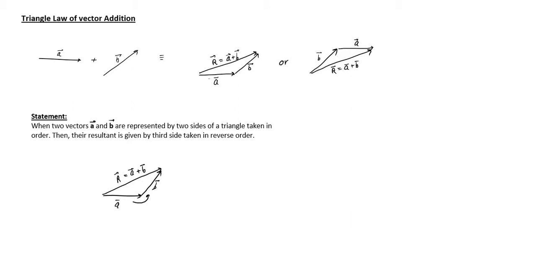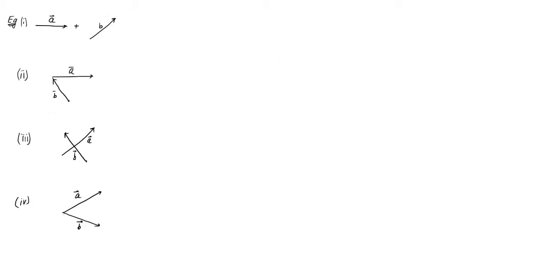Now based on this triangle law of vector addition, we can solve some geometrical problems. In these examples, we need to determine vector A plus vector B by using the triangle law. We can rearrange vectors A and B in the first case as follows, since we can parallelly shift vectors in space. This is vector A and this is vector B. Now the resultant is given by this vector. So this is vector R, which equals A plus B.